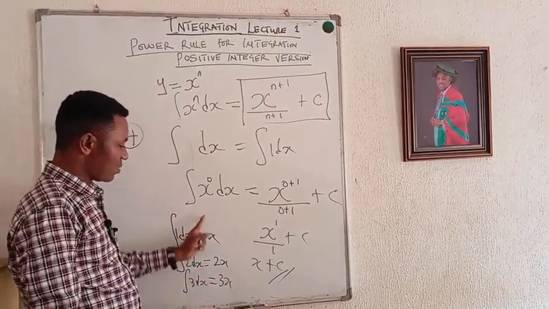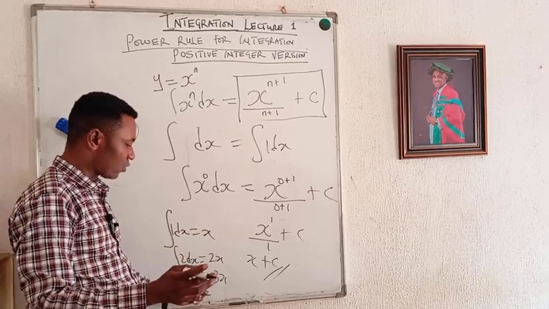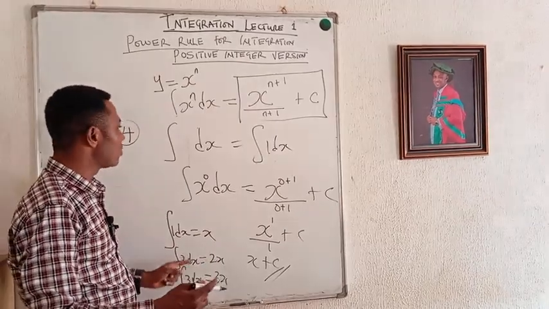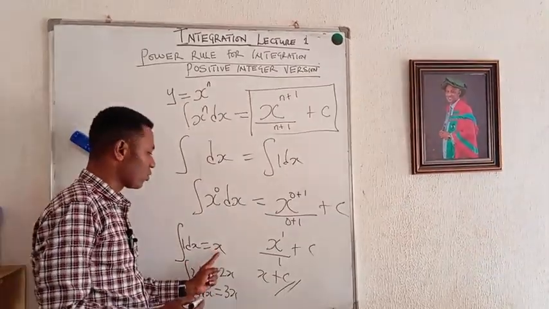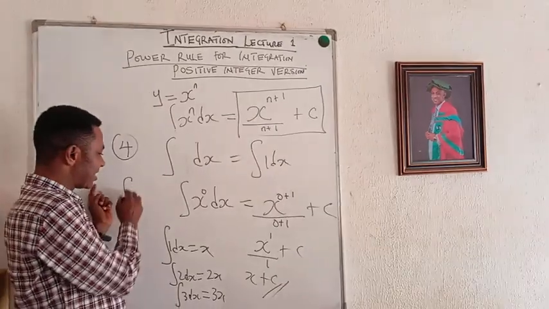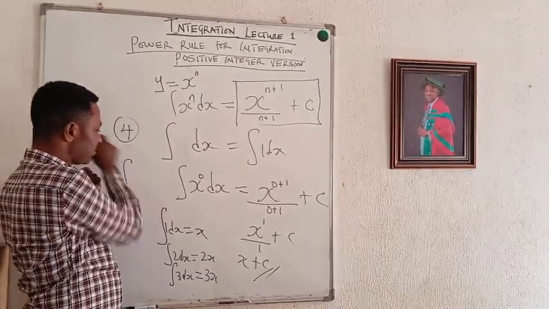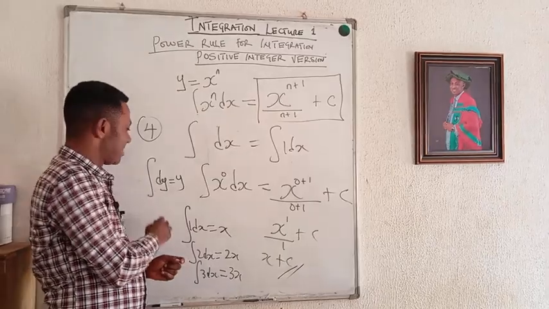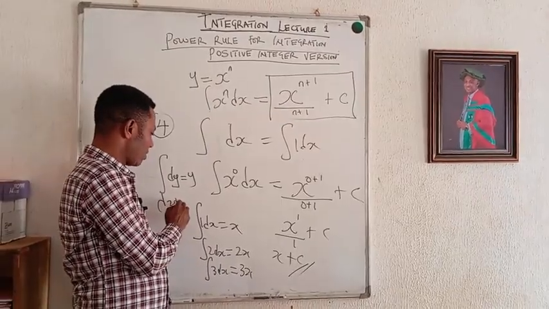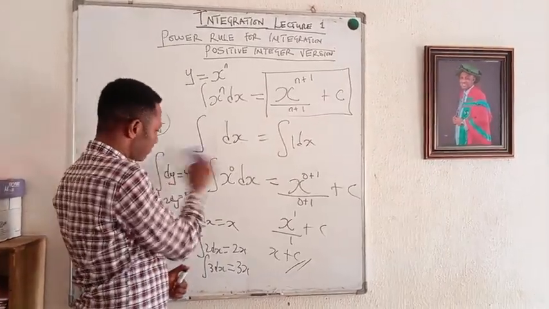That is why we have this result. When you integrate 4 ds, you have 4x. And mind you, if you are integrating with respect to y, the result will be y. For example, if I say integrate dy, the answer will be y. Integrate 2 dy, the answer will be 2y. That is it. So let us proceed again.